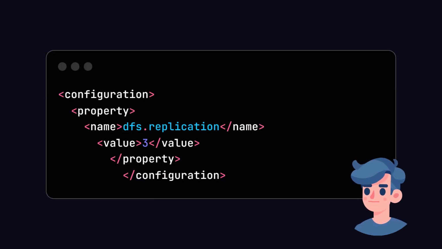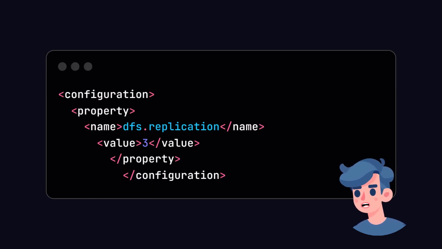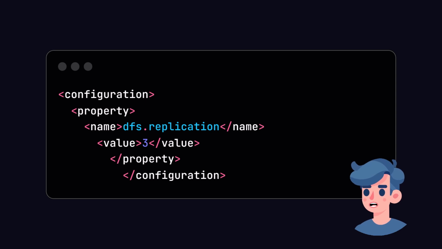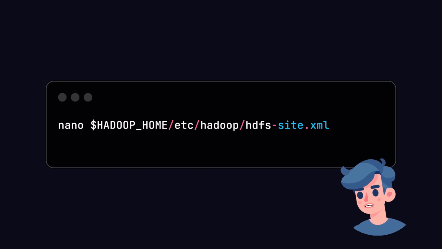Step 5. Configuring hdfs-site.xml. The hdfs-site.xml file is used to configure HDFS-specific settings. Set the replication factor to a suitable number based on your cluster nodes. Don't forget to save and exit this file.